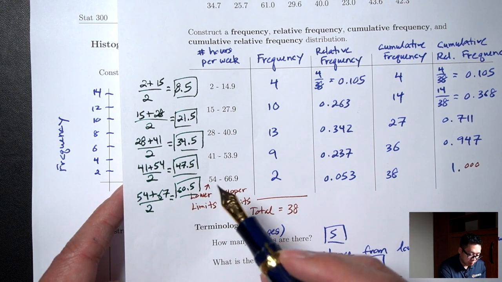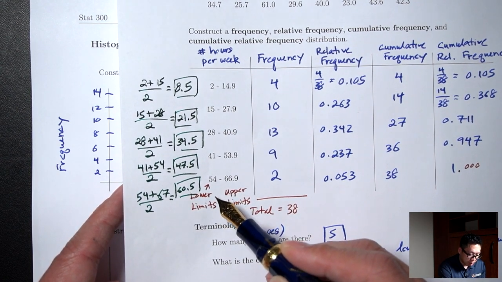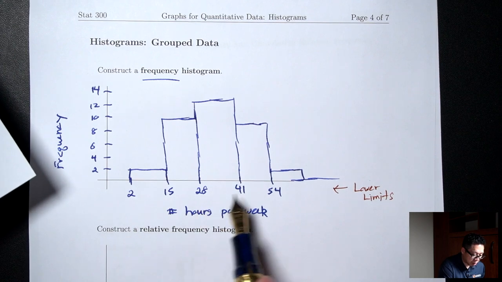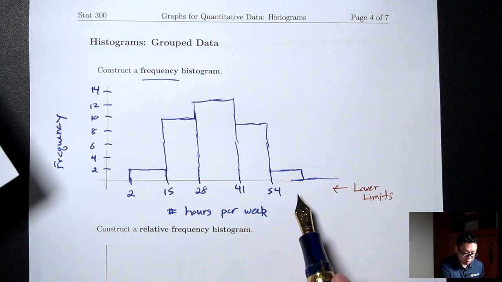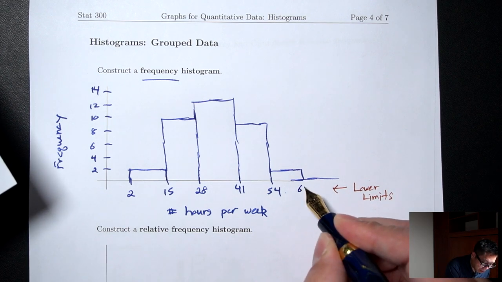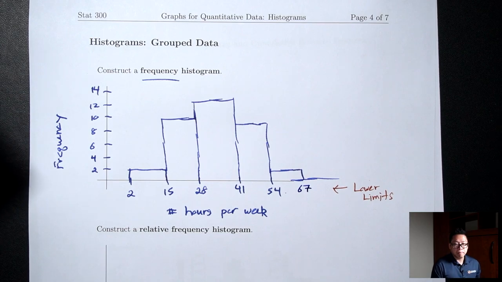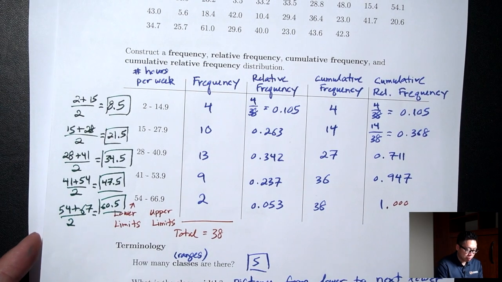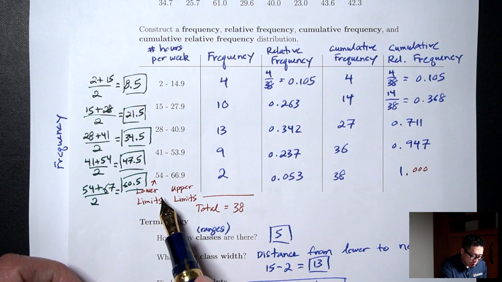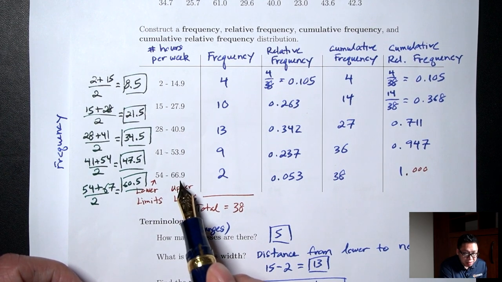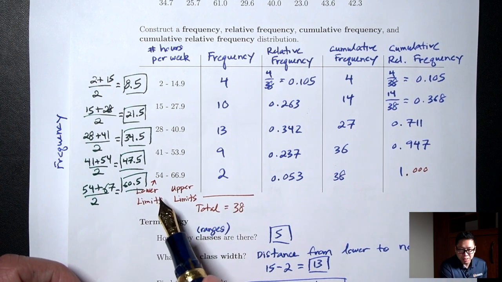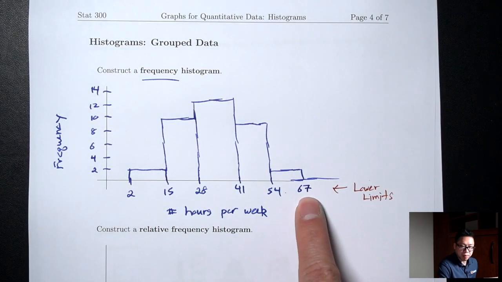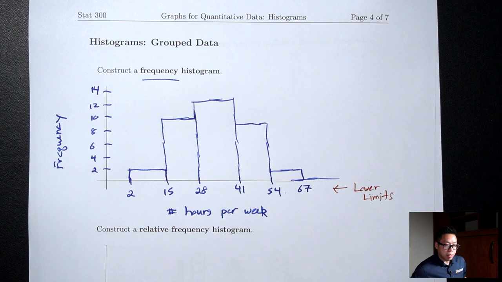There's a couple ways you can find out. The next lower limit, we know that all these numbers are going up by 13. So the next one should be just 13 away. So 54 plus 13, which is 67. Or the other way we talked about on the previous page was the next lower limit should be just to the right of this last number here, 66.9. So the number just to the right of it will be 67. Okay, 67. And these are the lower limits.